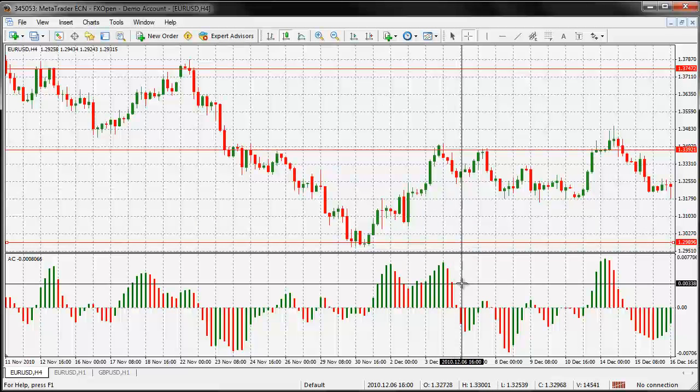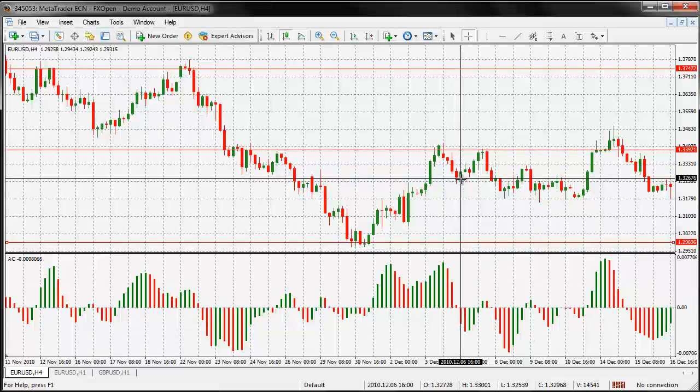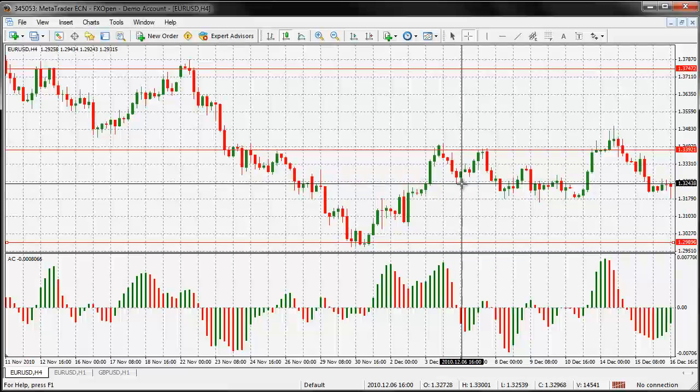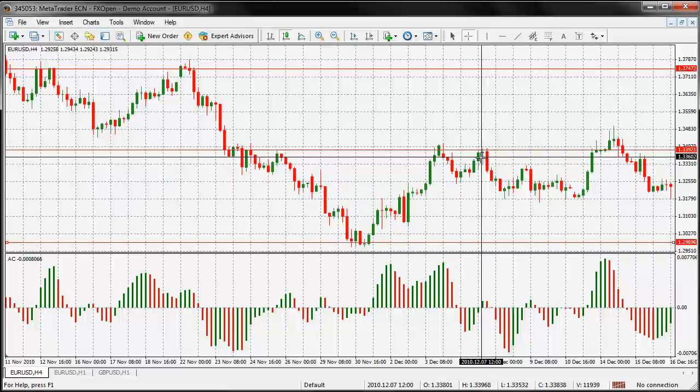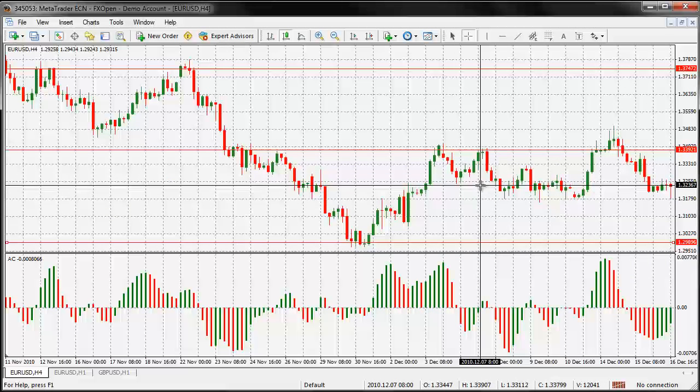As we go along, we're looking for a red bar to fall under. Here is a green bar. Okay, we can't do that. Now look at this. It's a green bar, so we didn't do it, and it went back up the other way. So that's great. We made the right choice by staying out.